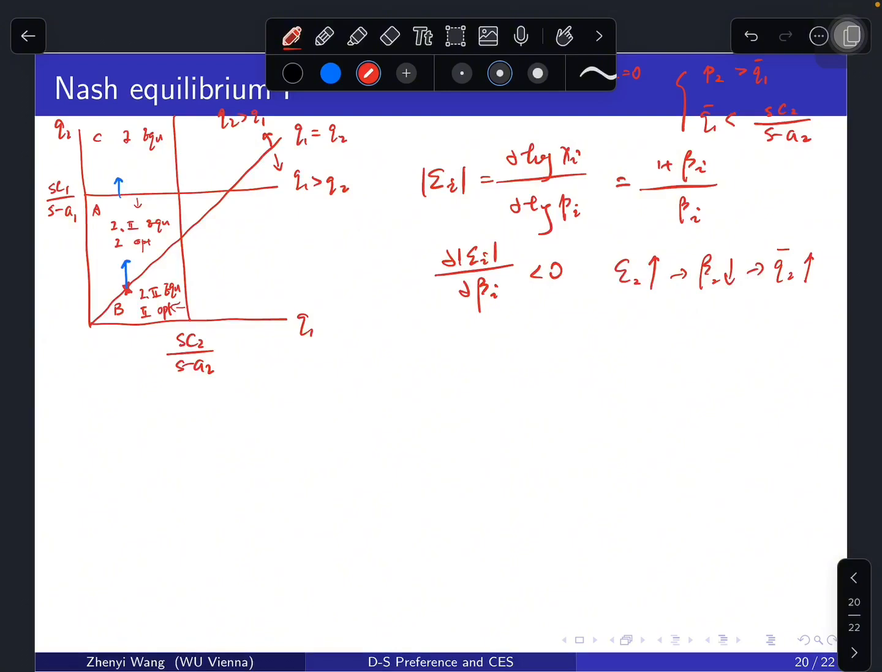Why? Because in region C, Q1 is smaller than SC2 over S minus A2. However, Q2 is greater than the threshold level. So only producing x1 is a Nash equilibrium. And here Q2 is greater than Q1. So producing x1 is also an optimal choice for the society. So we could say that the change in the demand elasticity will cause the equilibrium point to move from the 45-degree line to region A and then to region C.